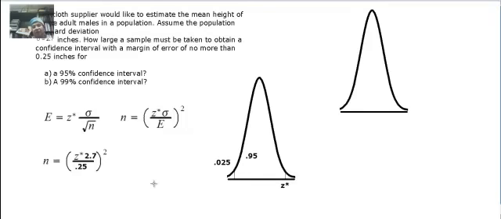0.025, right? So how much area goes to the left of Z star then? These two added up, right? Oh, sorry, yeah, this one, very good. And this, and less, so this would be 0.975, right? Are we good on this?